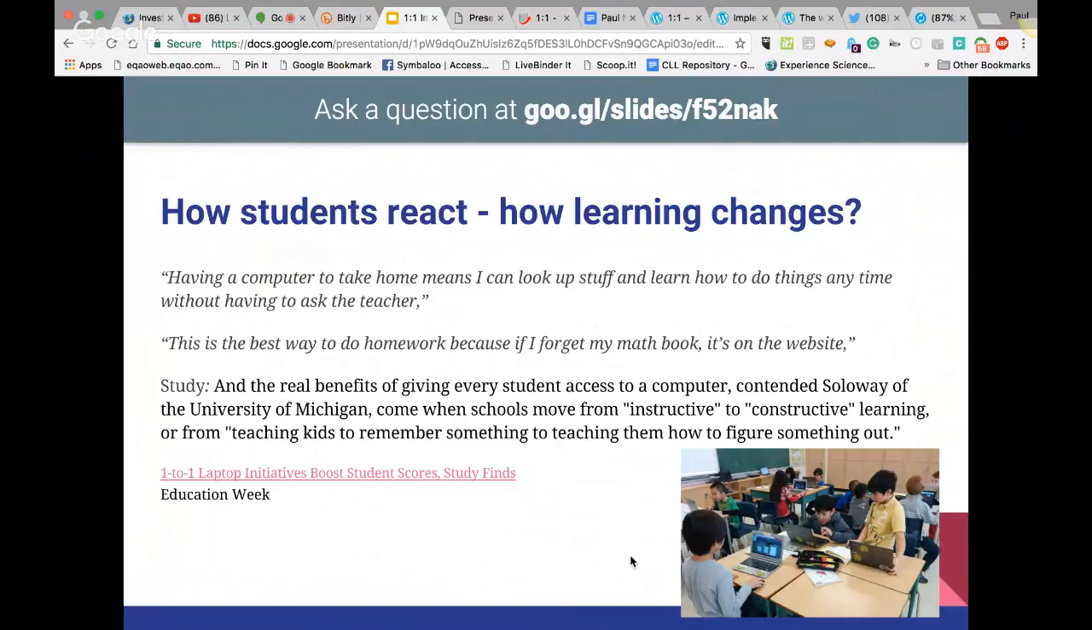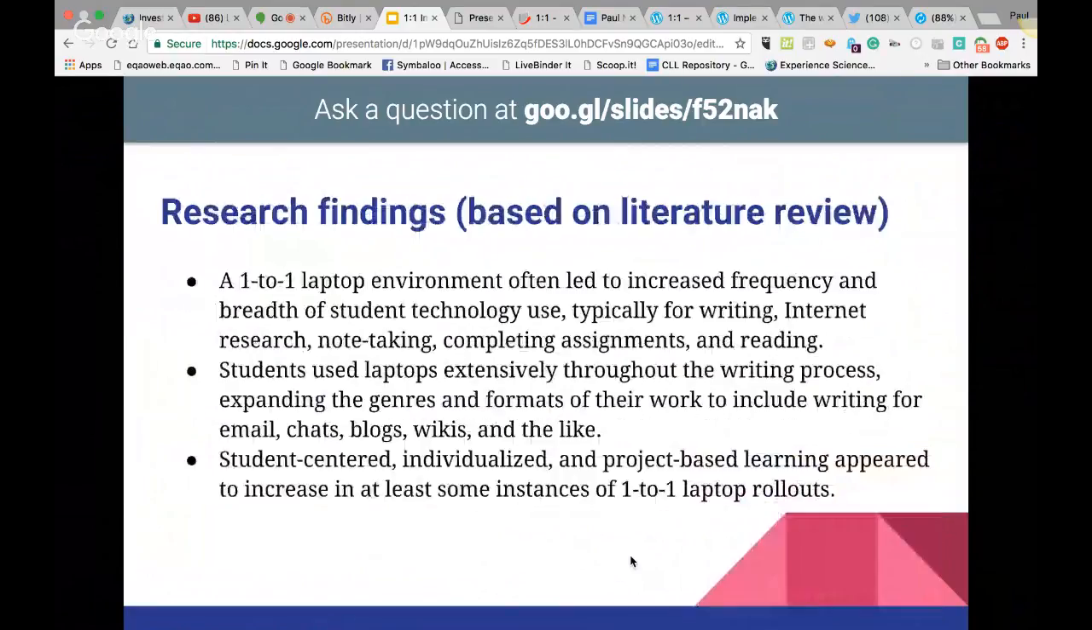So what I would say it did at our school is it revolutionized the education that was going on in the classroom over a period of 2 years. Some of the important findings, and there's 2 slides on this.